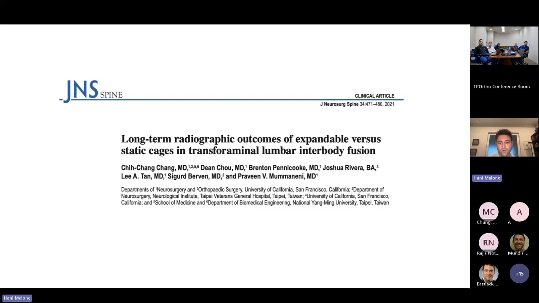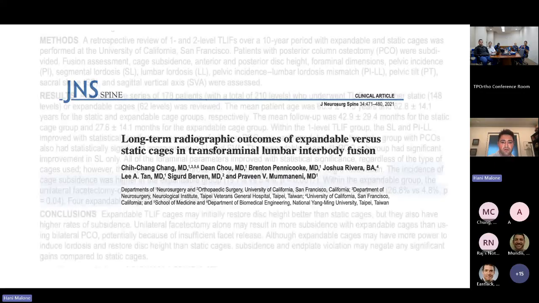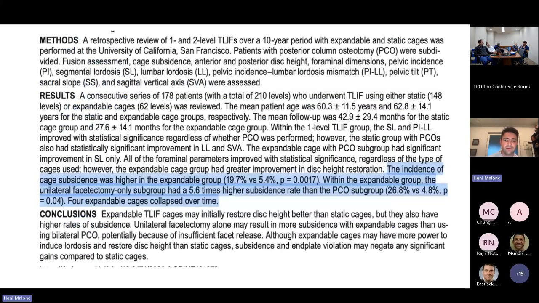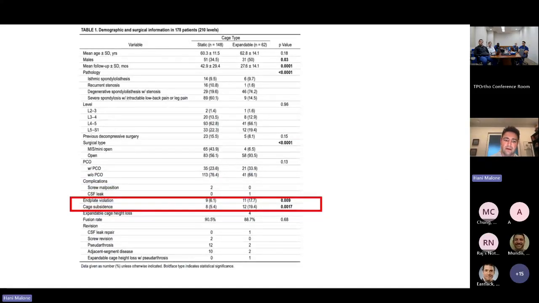So if you look at the data on expandable versus transforaminal cages, as you might expect, subsidence is higher, quite a bit higher, like 1/5 compared to 5%. So expandable cages really do lead to subsidence, but I still think that it is something that you can do thoughtfully and not have that issue. You just got to be careful when it comes to expanding, and certainly that can cause end plate violation during the expansion mechanism, which is what leads to the subsidence issue.